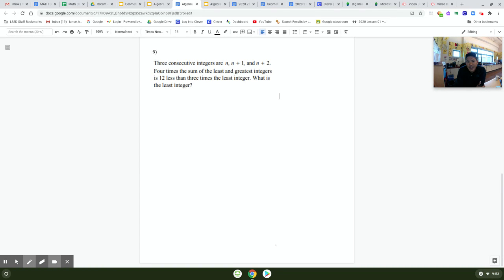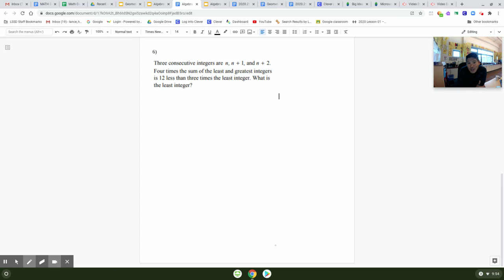3 consecutive integers are n, n plus 1, and n plus 2. So for example, if n is 3, then 3 consecutive integers would be 3, that's n, 4, that's n plus 1, and then 5, that's n plus 2. And you could really substitute in any number to figure out the 3 consecutive integers. But here's the information that's given as well.